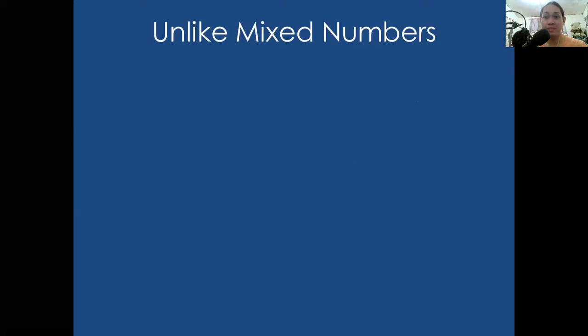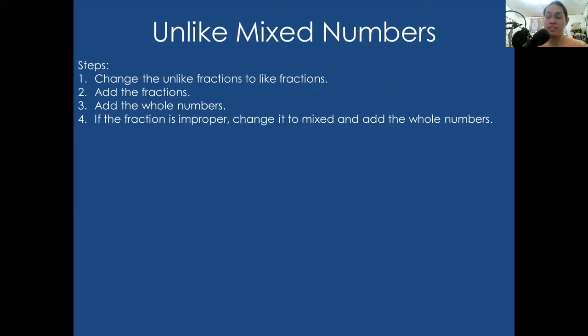For unlike mixed numbers, that is something challenging, but it's fun. First, of course, here are the steps. Number 1, change the unlike fractions to like fractions. Number 2, add the fractions. Number 3, add the whole numbers. And number 4, if the fraction is improper, change it to mixed and add the whole numbers.